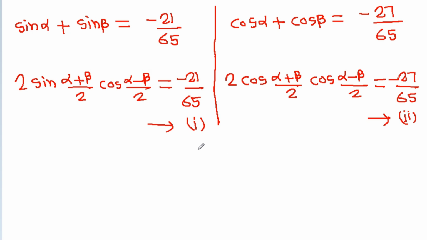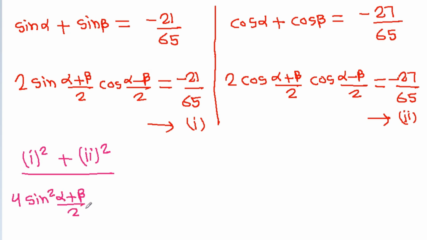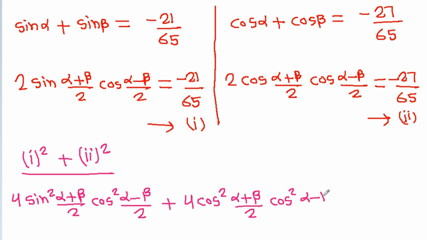And if we square and add equation 1 and equation 2, equation 1 square plus equation 2 square, then equation 1 square will be 4 sine square (alpha plus beta) by 2 cos square (alpha minus beta) by 2 plus equation 2 square, which will be 4 times cos square (alpha plus beta) by 2 into cos square (alpha minus beta) by 2, and on the right hand side we will get (minus 21 by 65) square plus (minus 27 by 65) square.